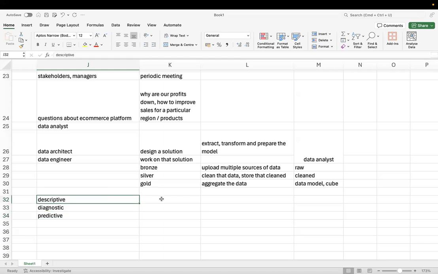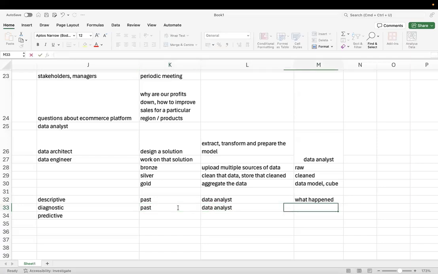Descriptive analysis is nothing but anything that happened in the past. This is generally answered by the data analyst because he already has the data with him. So he is going to answer what happened. Diagnostic analysis is again related to the past. Again, the data analyst is going to answer how it happened. This is like a diagnosis of how it happened.